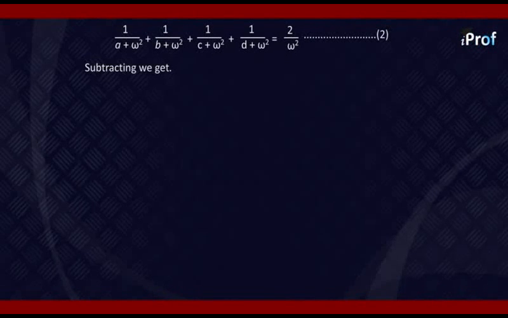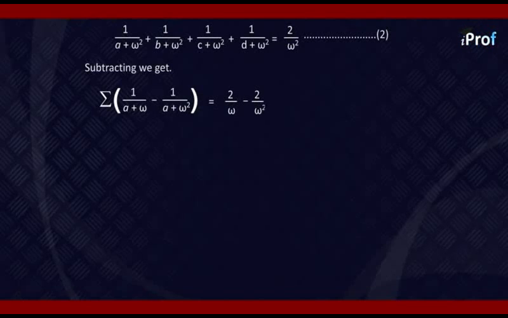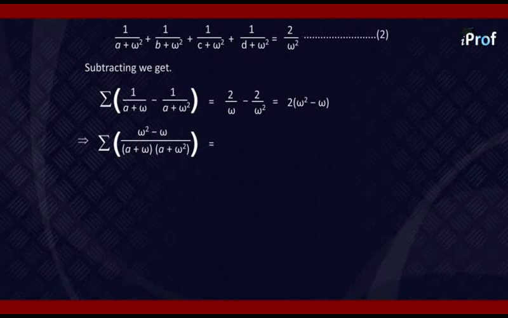Subtracting 1 and 2, we get summation of 1 upon a plus omega minus 1 upon a plus omega square is equal to 2 upon omega minus 2 upon omega square, which can be written as 2 times omega square minus 1. Simplifying left hand side, we get summation of omega square minus omega divided by a plus omega into a plus omega square is equal to 2 times omega square minus omega.